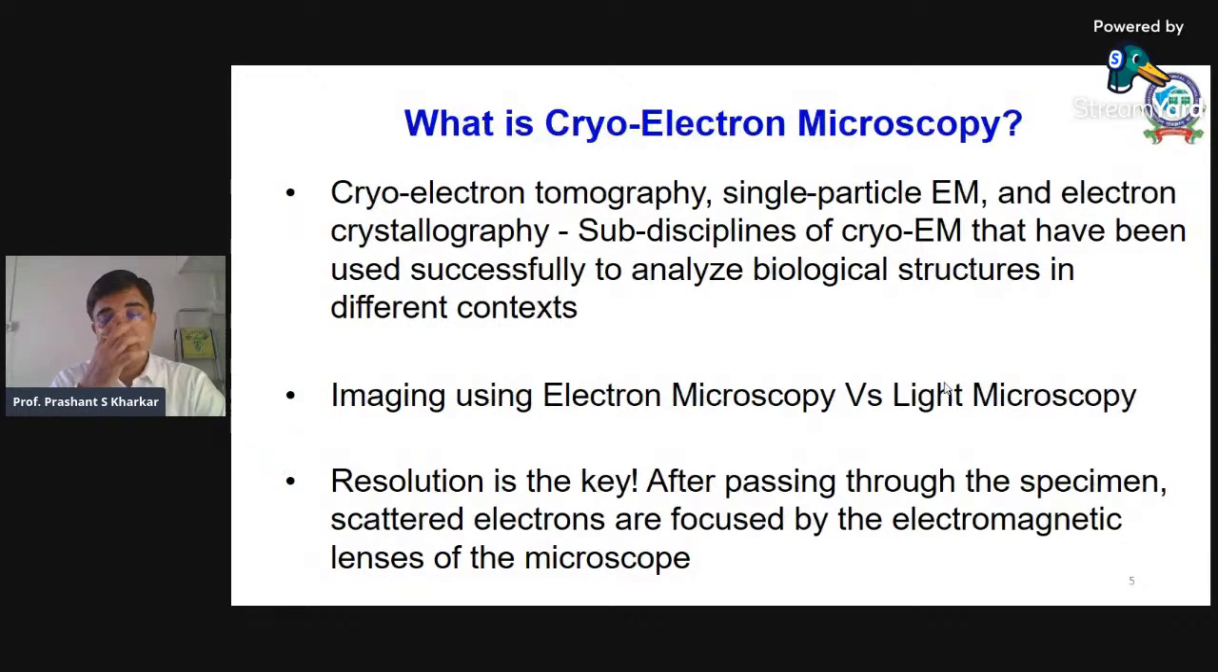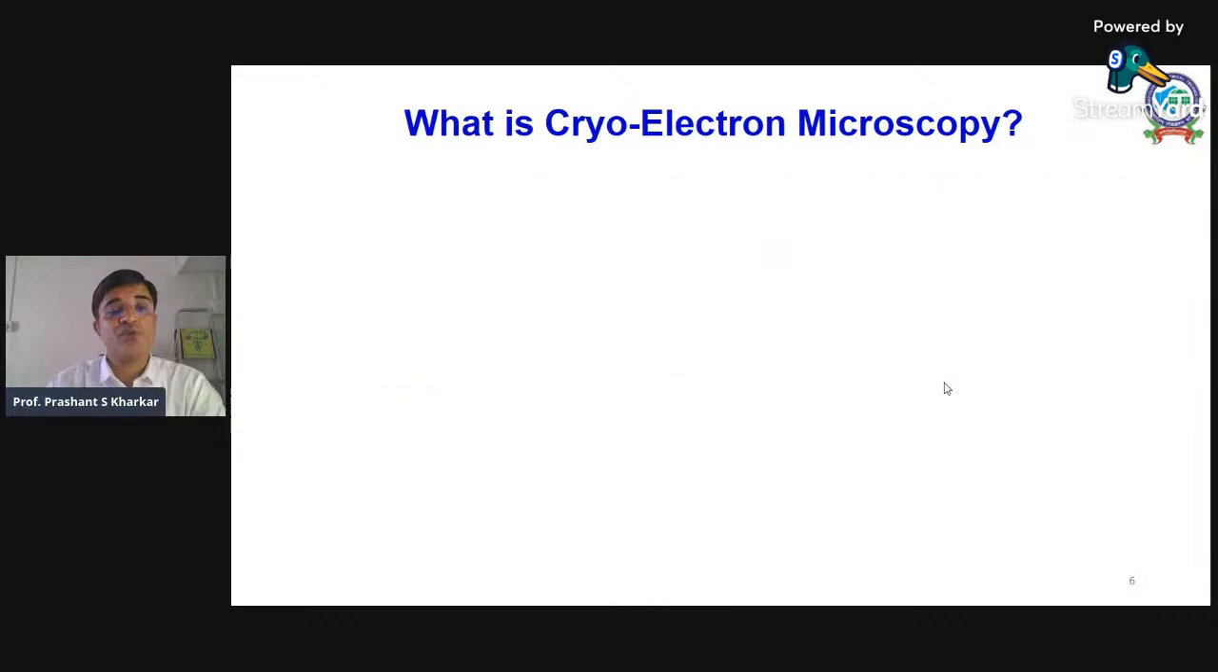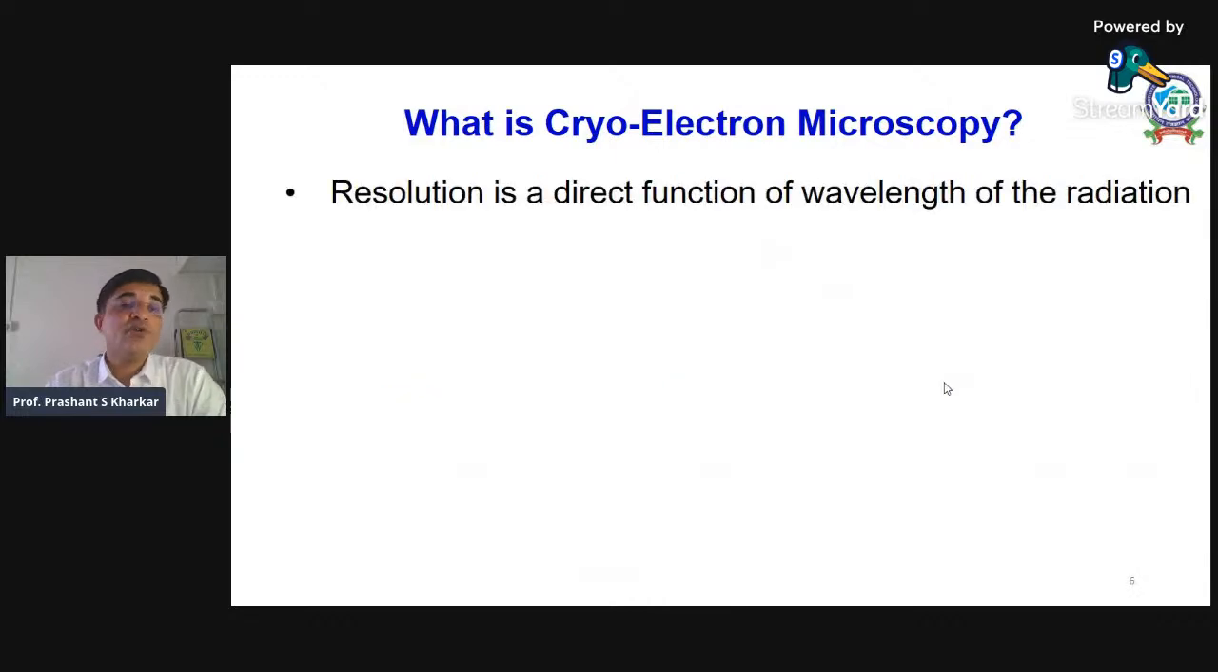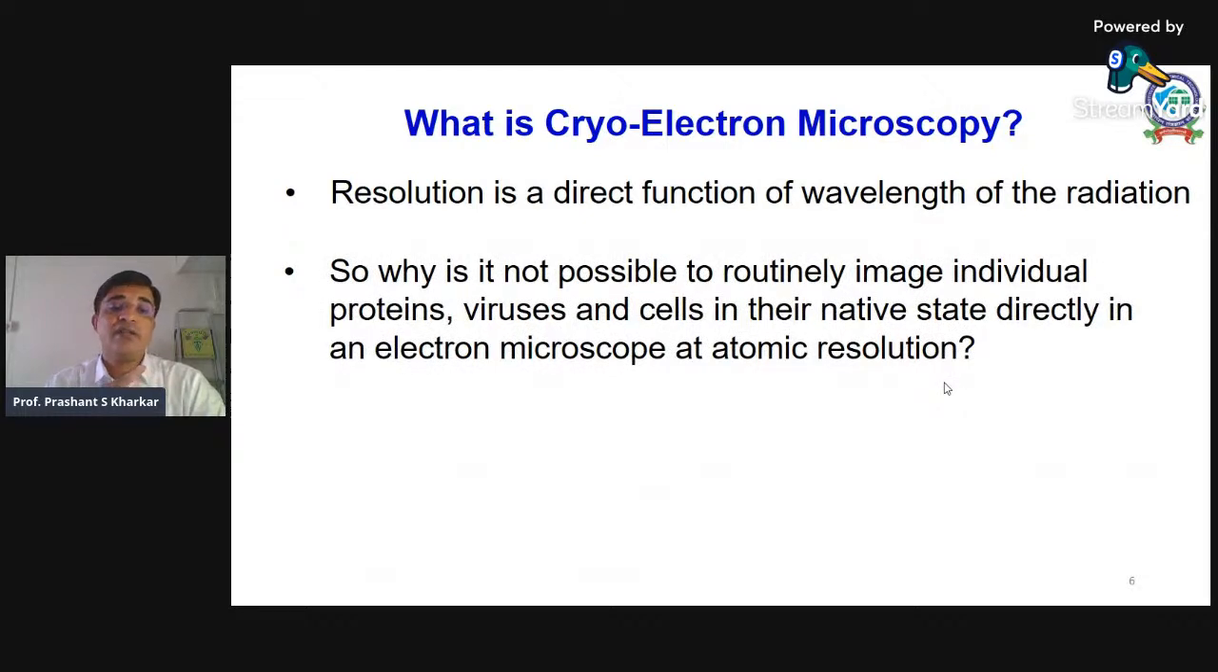When it comes to transmission electron microscopy, after passing the electrons through the specimen, these scattered electrons are focused by the electromagnetic lenses of the microscope, and eventually they are detected and then processed. The image is processed, right? Like I told you, resolution is a direct function of wavelength of the radiation, and it is not a limitation as far as electron microscopy is concerned, meaning the resolution.